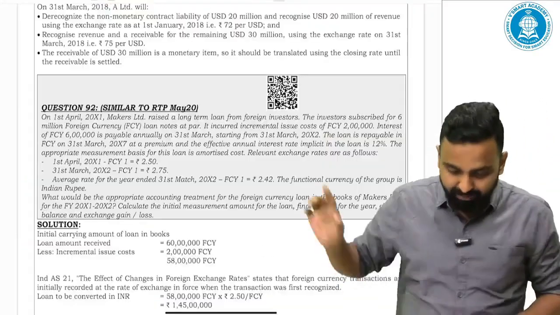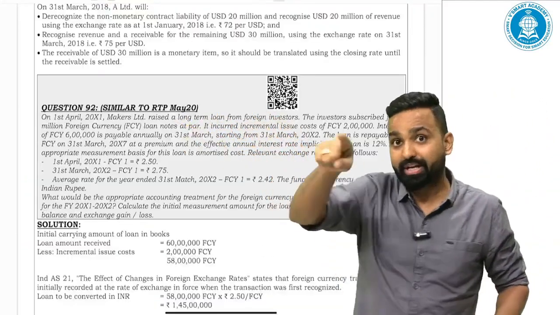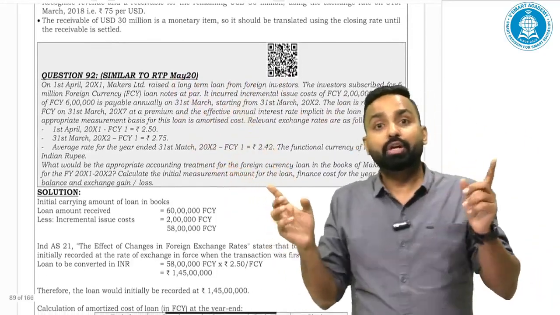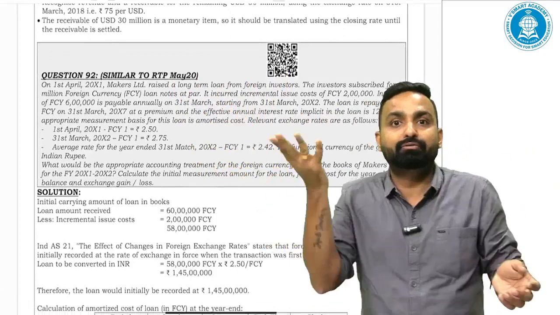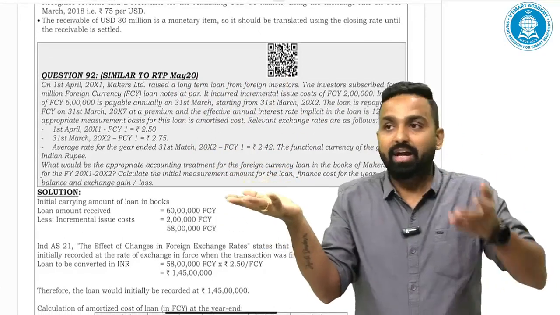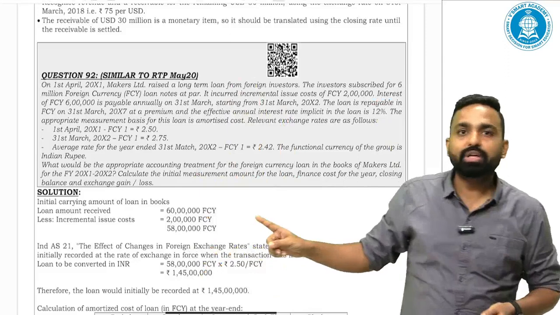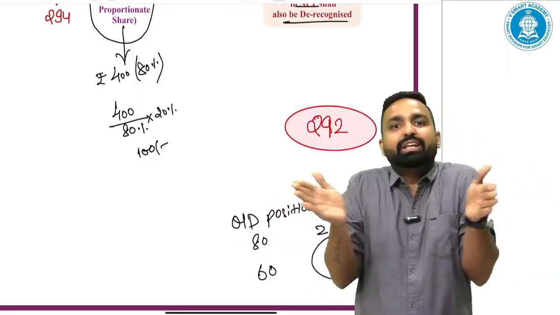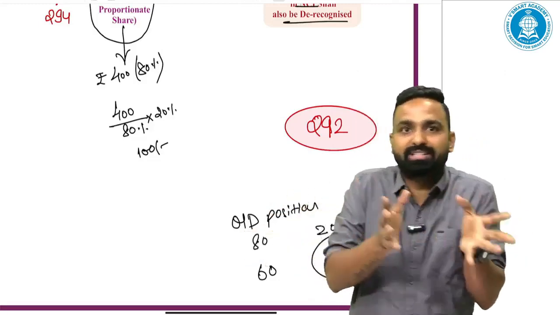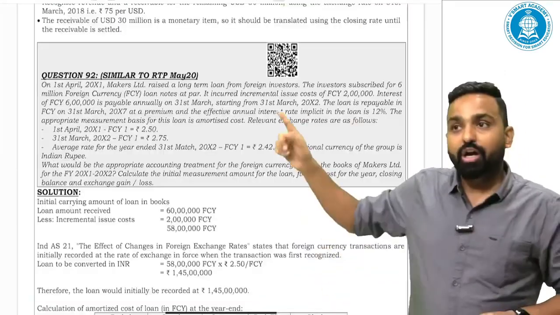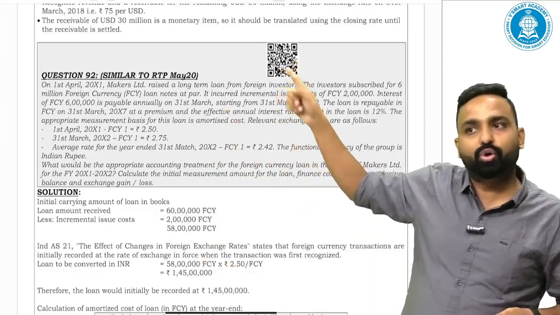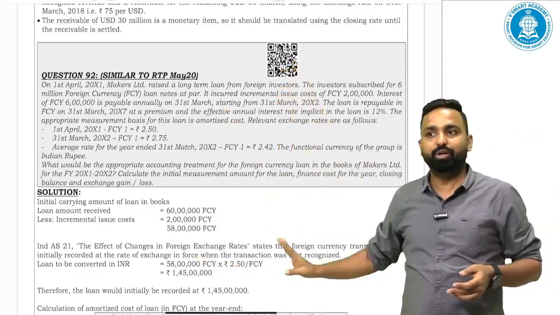Now, after taking a screenshot, one more question you should refer: Question number 92 from these notes. The notes are in the description. This is a very good question. I must say this is a question combining two Ind AS, financial instruments, Ind AS 109 and Ind AS 21. I will not discuss this question right now because I want to keep this lecture very short for the purpose of revision before exams. If you want me to discuss this solution, just scan this QR code and you will get the proper discussion video of this question.